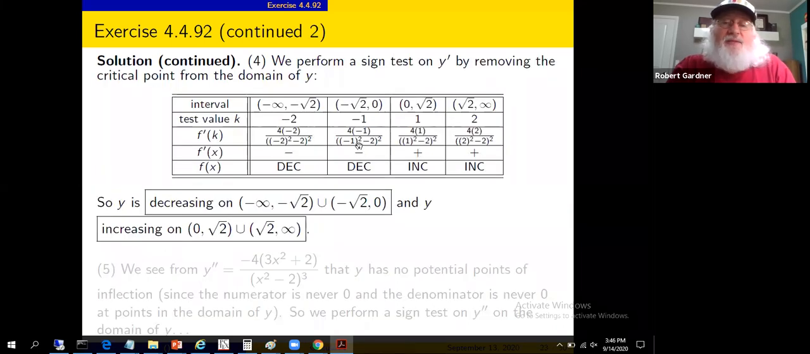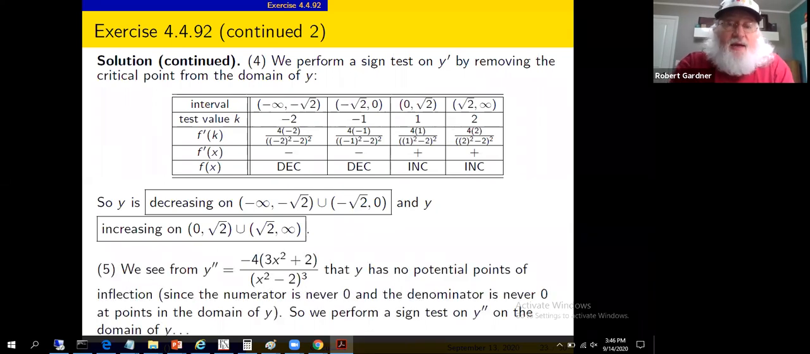So we've got positive denominators throughout. Numerator is -8, -4, some negative derivatives, then +4 and +8. Symmetry is not a coincidence. We've seen some symmetries, haven't we? So we get these signs for the derivative and these corresponding increasing, decreasing information. The function is decreasing on the union of these two intervals. It's increasing on the union of those two intervals. There's where it's increasing and decreasing.